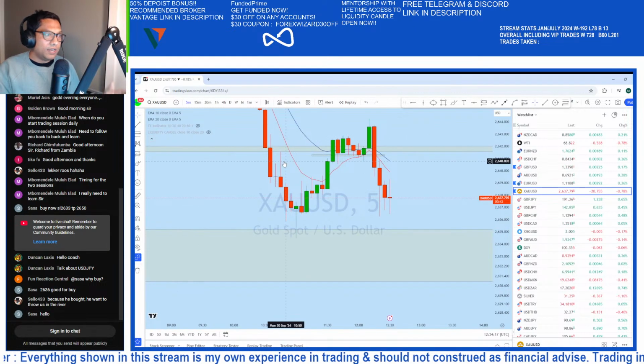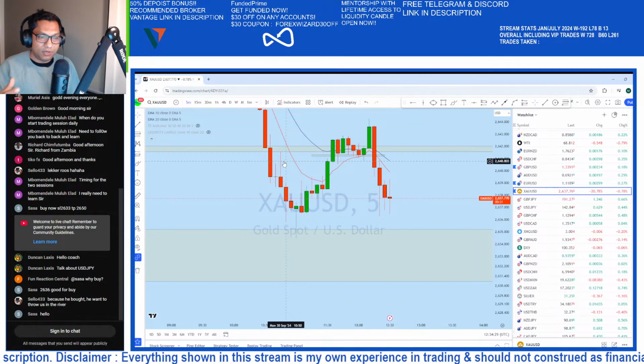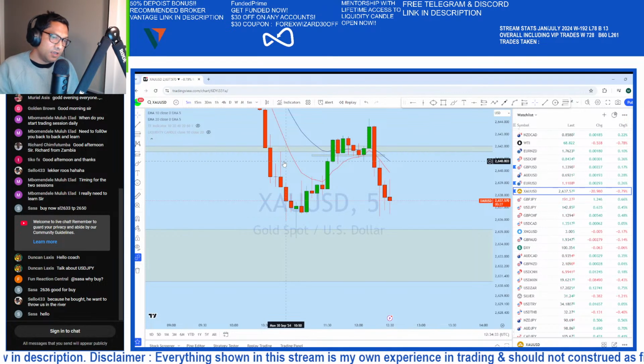A liquidity candle means a candlestick pattern that grabs liquidity from the market. This is a very simple way to understand how smart money comes into the market. It doesn't have to be exact. This is the observation that I have seen in the market, and based on that the strategy is developed.